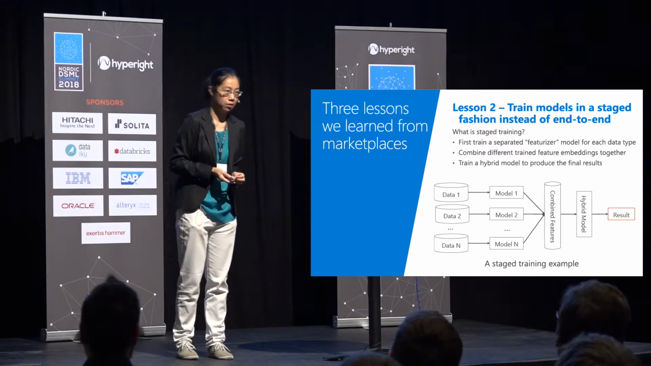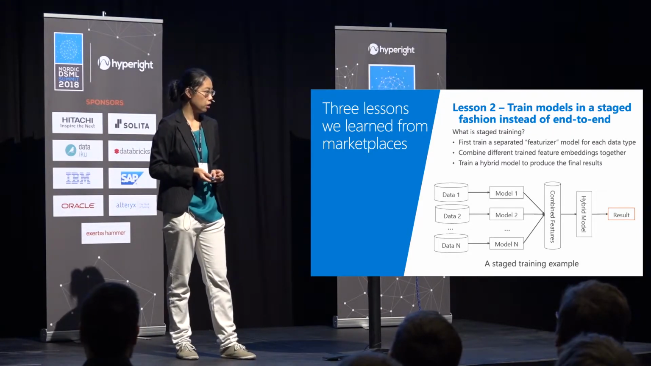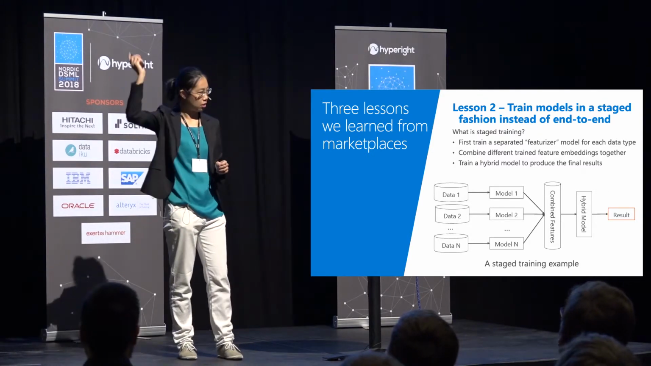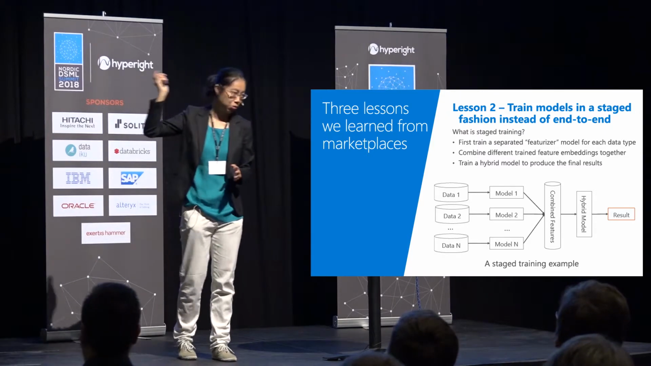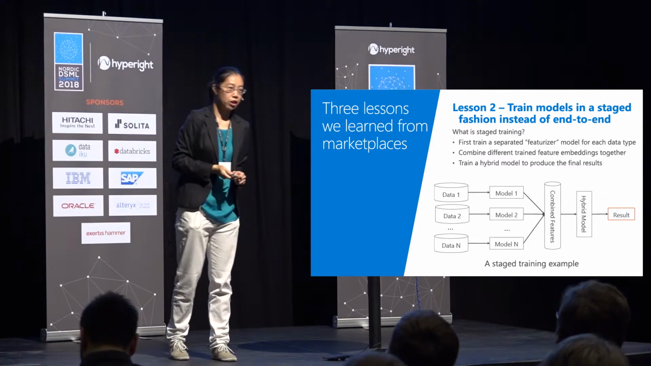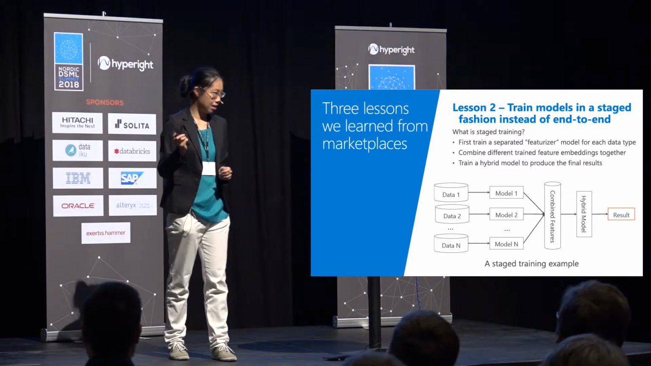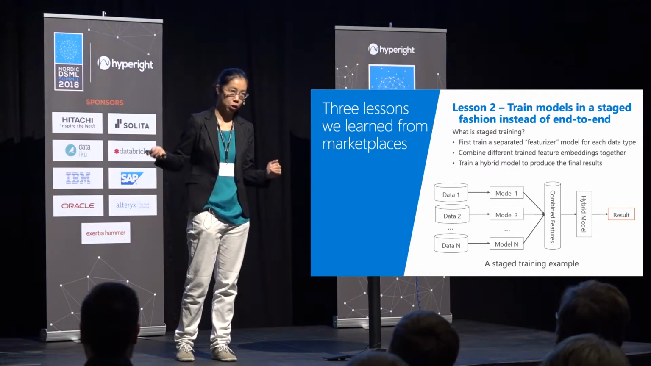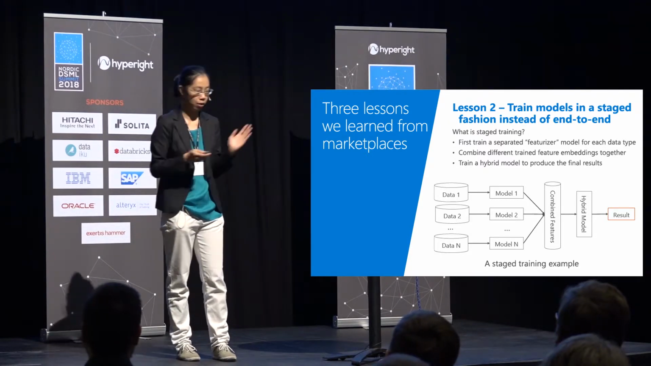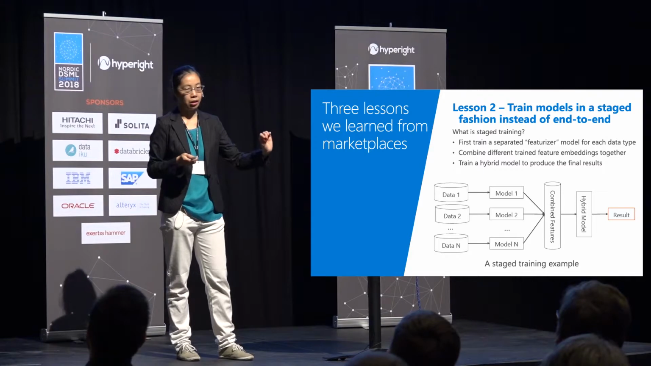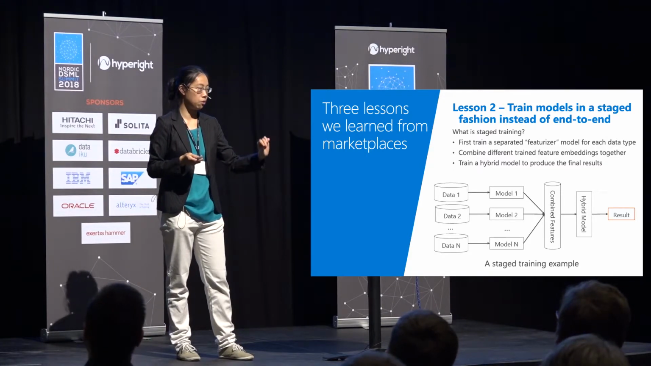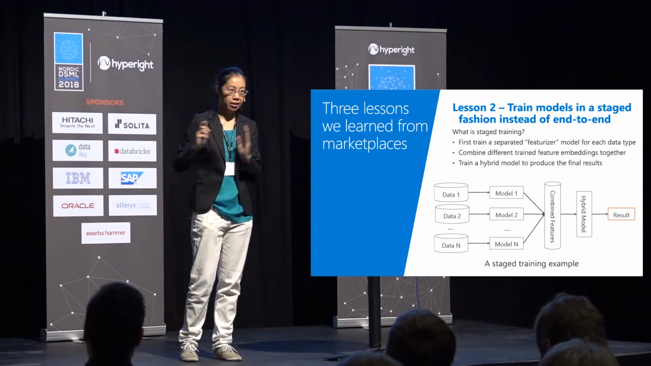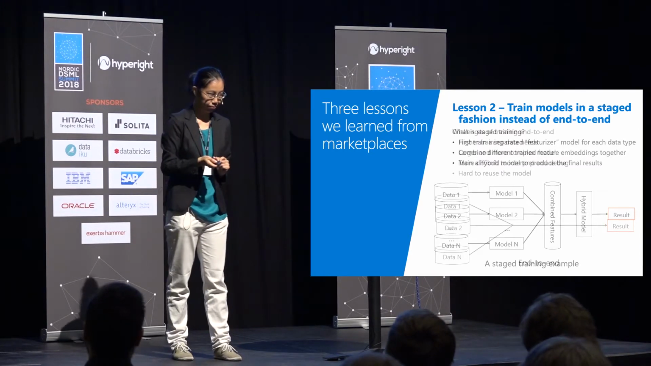The first way, I call it a staged training. You can see here, we have different data sources, like data 1, 2, 3 to n, and then we train one model for each. Then we combine all those features together, and we have a combined feature, then we train a hybrid model on the combined features and give the final result. I call this staged fashion because there are two stages. Stage one is the per-data stage, and then there's a hybrid stage later.